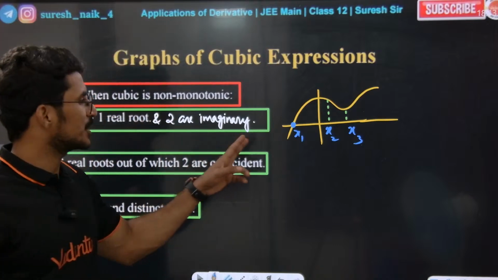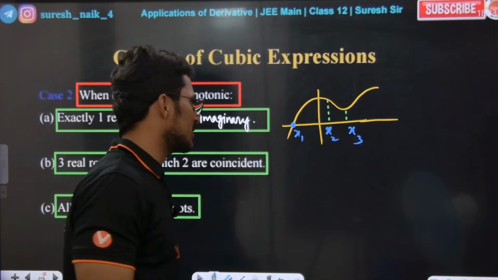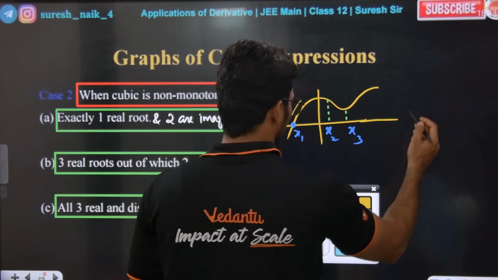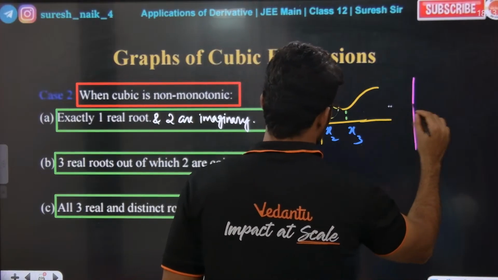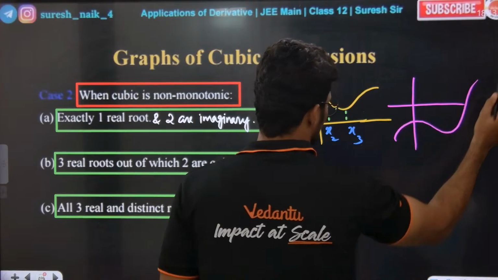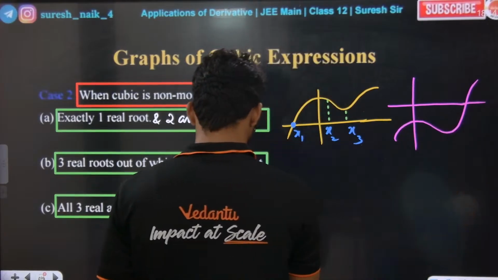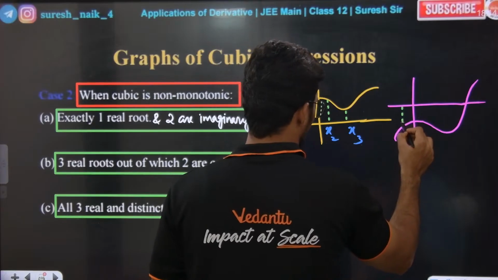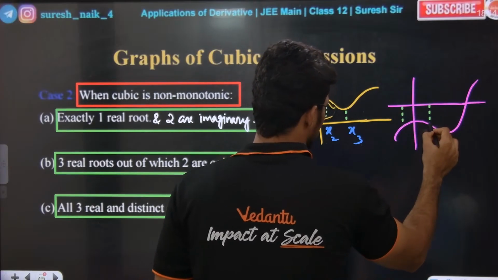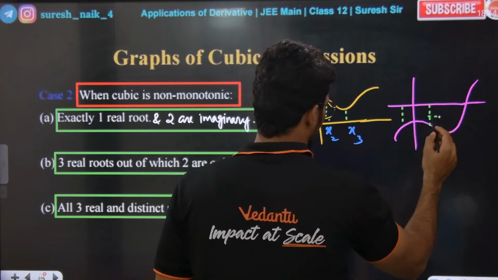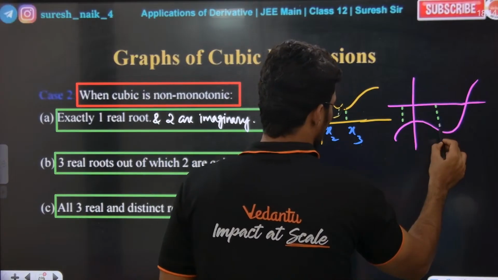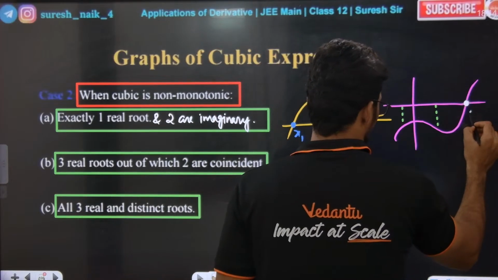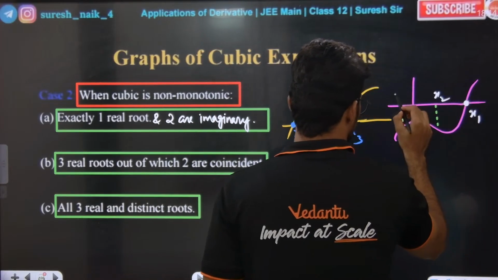Now a cubic expression should have three roots. The graph will be roughly like this. Why not the graph can be downward, sir? The graph can be even downward also, something like this. This can be the graph. This is basically one real root and two imaginary roots. Let's say x1, x2, x3.